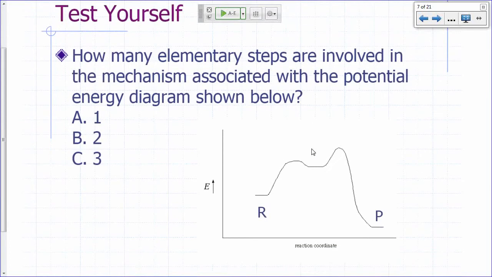How about this one? If you have a mechanism where the potential energy looks like this versus reaction coordinates, so you're going from reactant to product, okay? If you propose a mechanism where the potential energy profile looks like this, how many steps are involved in that mechanism? One, two, or three?